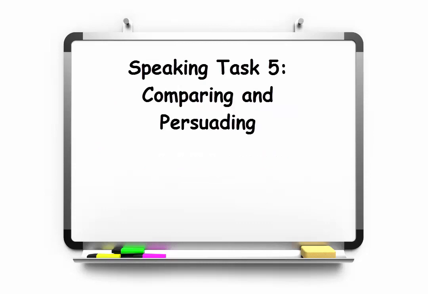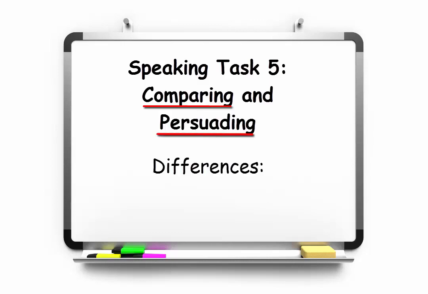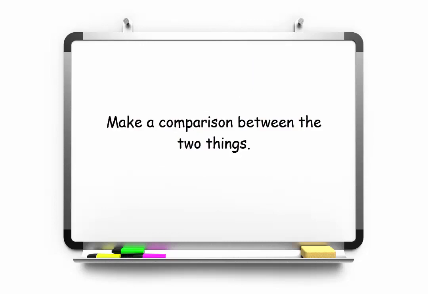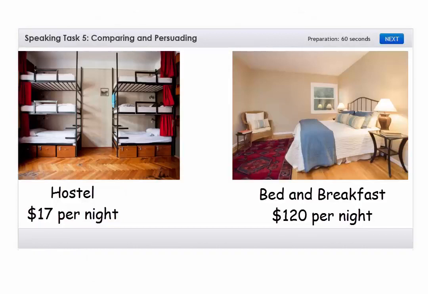There's one more thing we need to keep in mind about speaking task 5. Remember that you are being asked to compare two things and persuade someone that your choice is better. That means you will have to talk about the differences between those two things, why one is better or worse than the other. Some test takers make the mistake of just describing two things without making a comparison between them. Let's look at an example to illustrate this point.